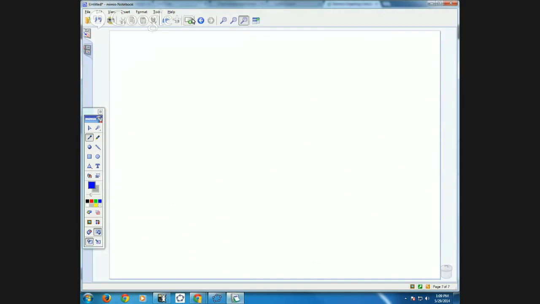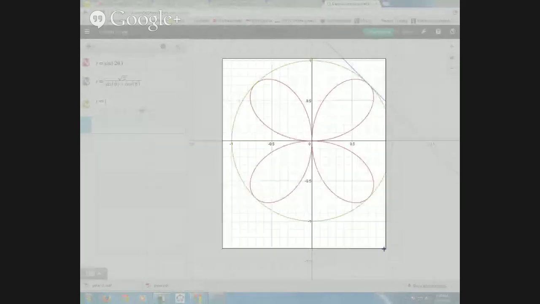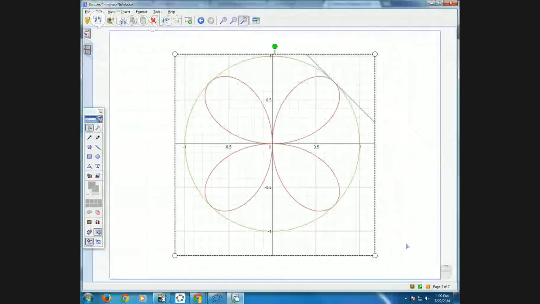Oh, I told you guys we would do a polar butterfly. I forgot about that. So this wasn't the butterfly? No. I totally forgot about that.